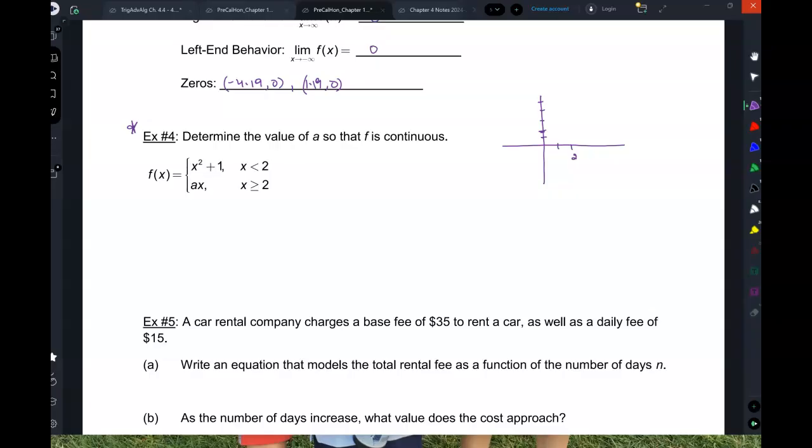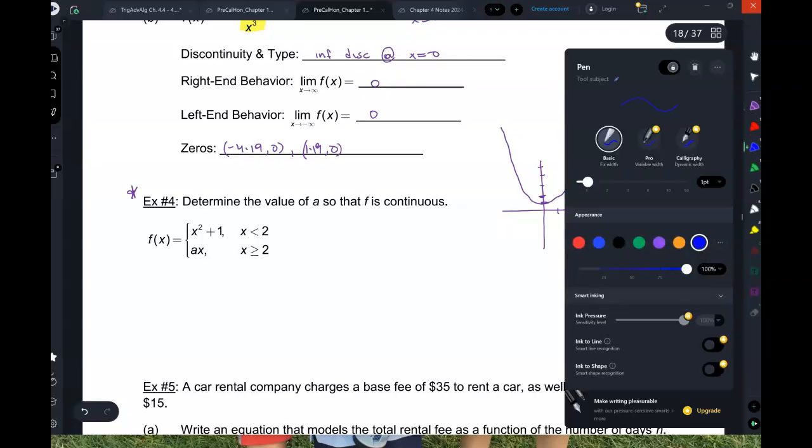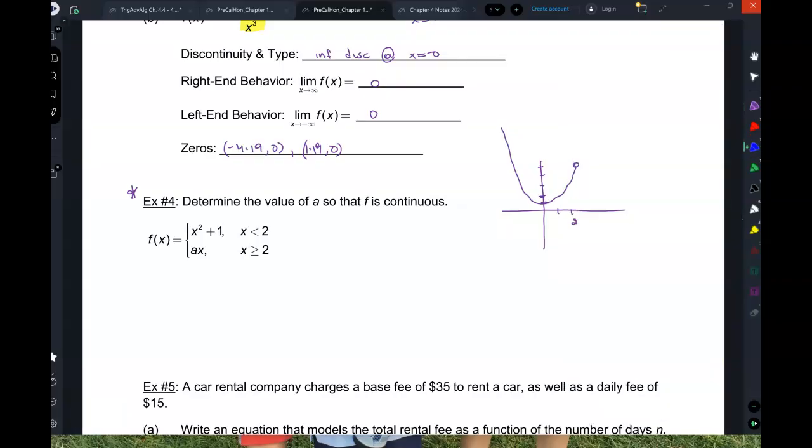So it's like this. There's an open circle there. That's like a parabola. That's a horrible looking parabola, but you guys know what I mean, yeah? Okay. And then I have ax here. Ax is a linear function. I want it to be continuous. So depending on what a is, this other function could look like this, or like this, or like this. Which one of these makes this function continuous? Which version? The middle one, right?